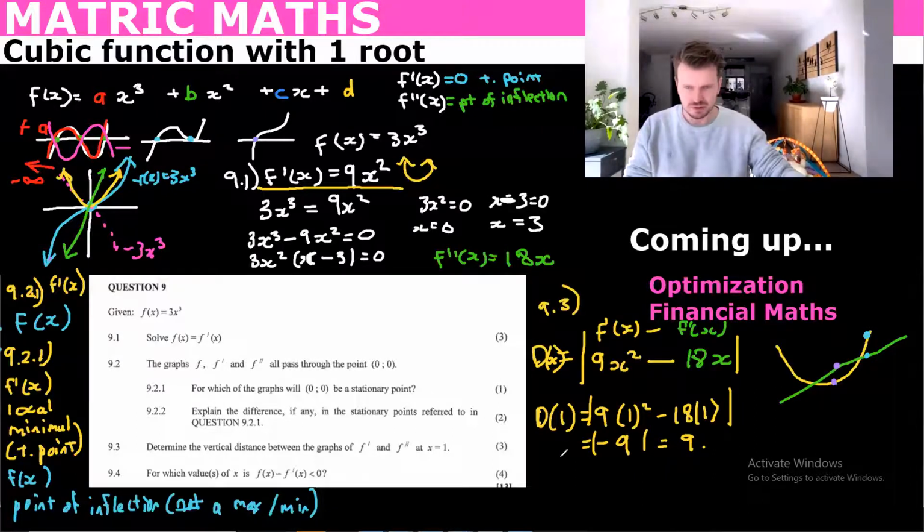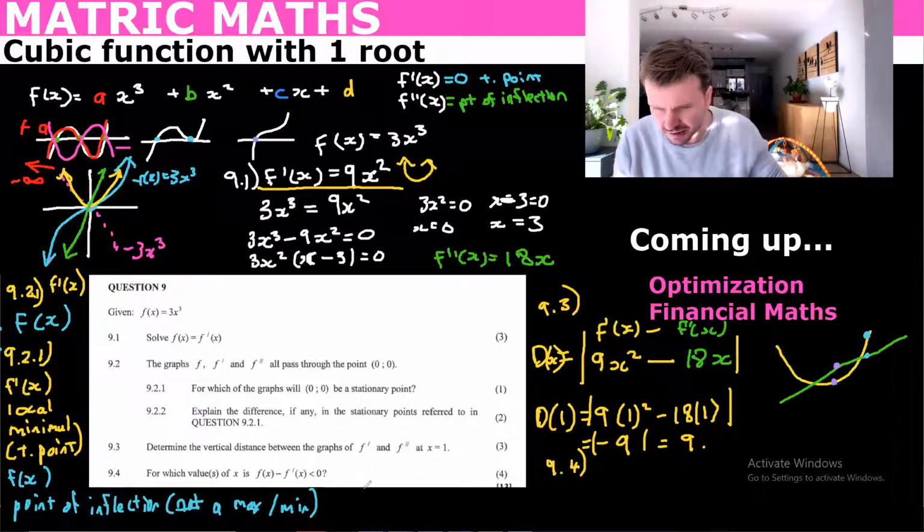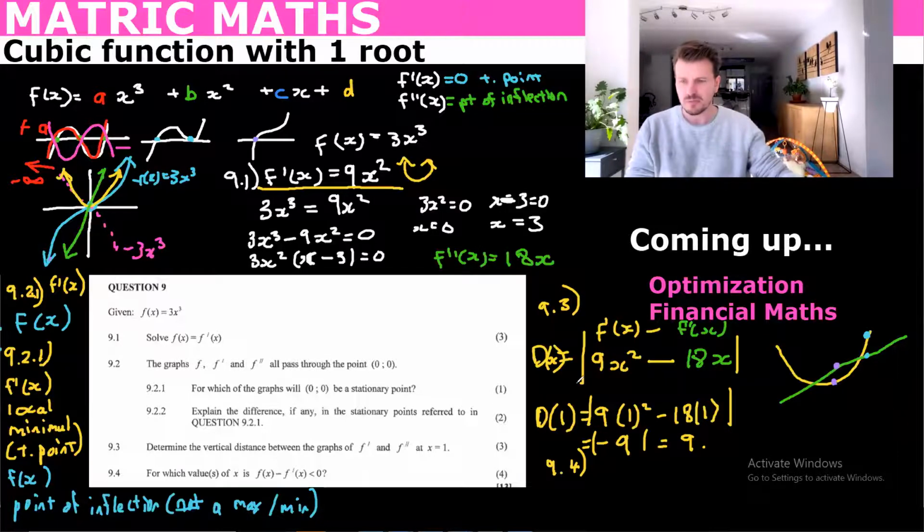Let's see if we have a bit of space here to do 9.4. For which values of x is f of x minus f dash of x less than 0? Okay, so what I need to do here is, once again, I can simply just put in the functions. Okay, so I'm going to do that now.